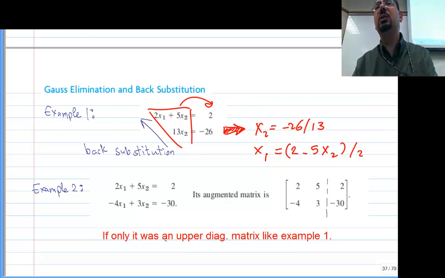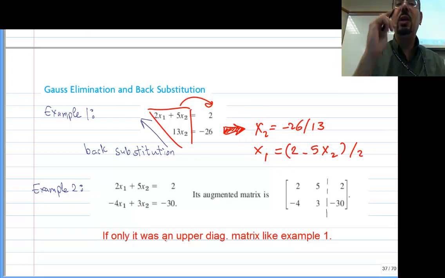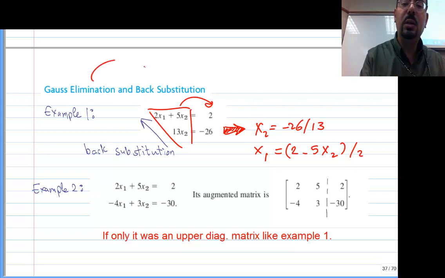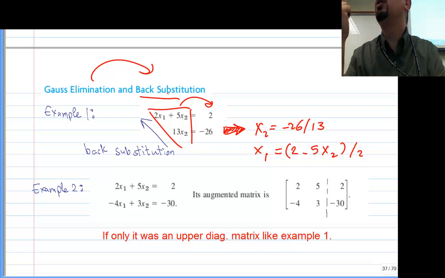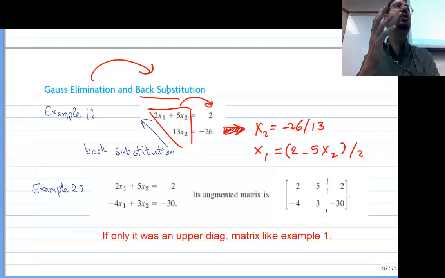So the point of Gauss elimination is to turn the matrix into a form where this back substitution can work for us. Gauss elimination is simply turning the matrix into an upper or lower triangular matrix, one of them. Once it's in that form, you just do the back substitution and you get the solution.